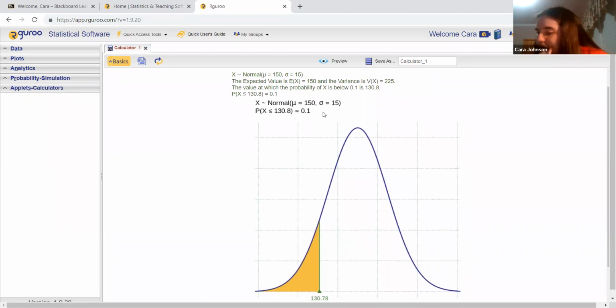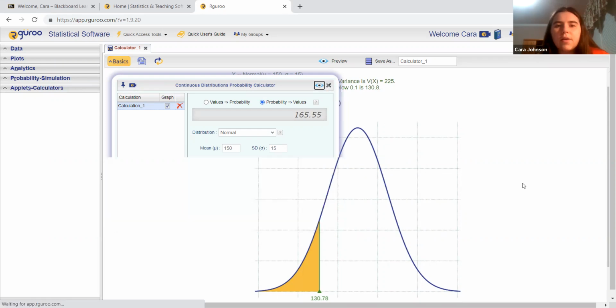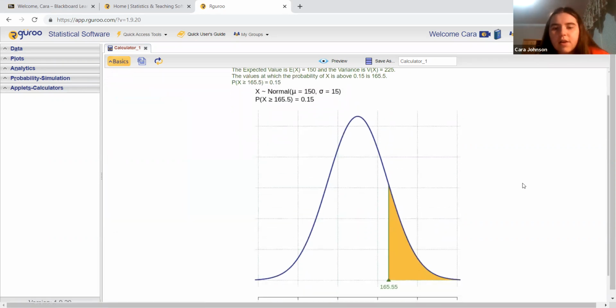The next question, find the smallest weight that would be in the top 15%. So that means we're going to have an upper tail of 0.15. Hit the eyeball. That gets you 165.5. Because top 15% meant we had 15% above the data value. That's where we got the upper tail of 0.15.